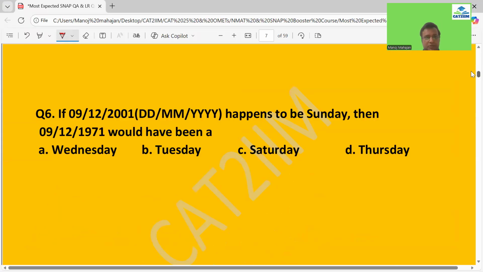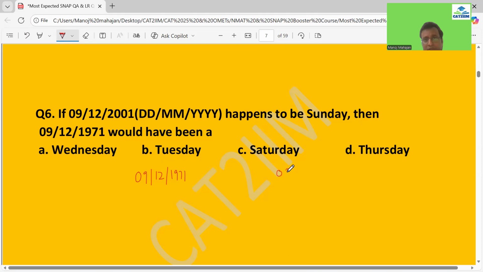Okay, another calendar question out here. So again, give a pause if you're solving the questions one by one. So give a minute, and then look at the solution. And if you have gone through the entire PDF, then you can straight away look at the solution, right?